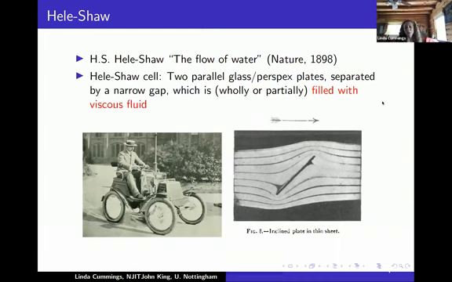So the Hele-Shaw cell consists of two parallel glass or perspex plates that are separated by a narrow gap. And the gap is wholly or partially filled with viscous fluid. In Hele-Shaw's original paper, which appeared in Nature in 1898, he actually used the cell to visualize two-dimensional streamlines around various solid obstacles within the cell, as you can see in this lovely image of streamlines around a flat plate here.